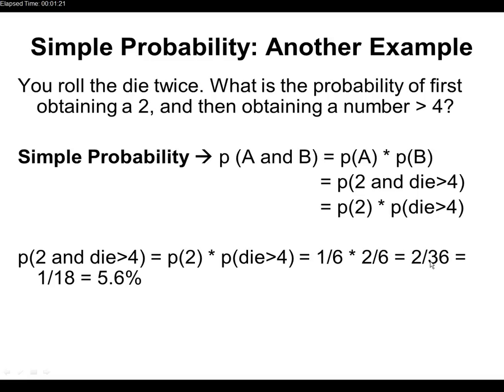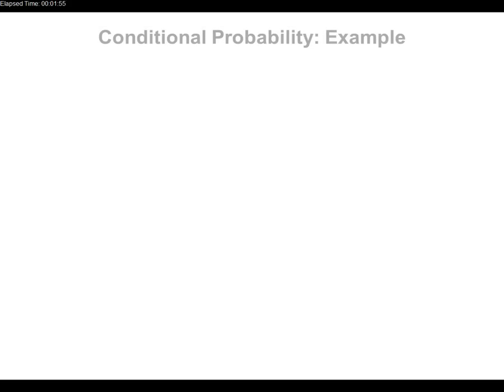Times 2 divided by 6 is 2 divided by 36. When we reduce that, it's 1 divided by 18, or 5.6%. And so P(2 and die greater than 4) equals 5.6%. So we have a probability of 5.6% when we roll the die twice, and we get a 2 the first time, and then the probability of obtaining a number greater than 4 is 5.6%.